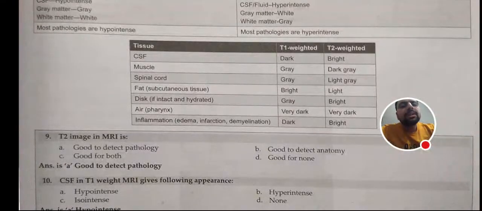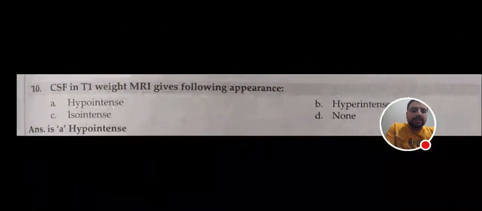CSF in T1 weighted MRI gives the following appearance: hypointense or hyperintense? I already explained. Remember, pathology is always hyper. So T1 image is hypointense.